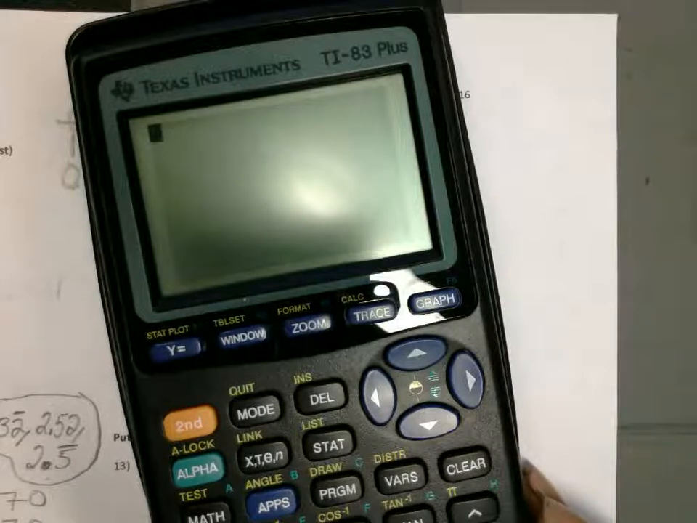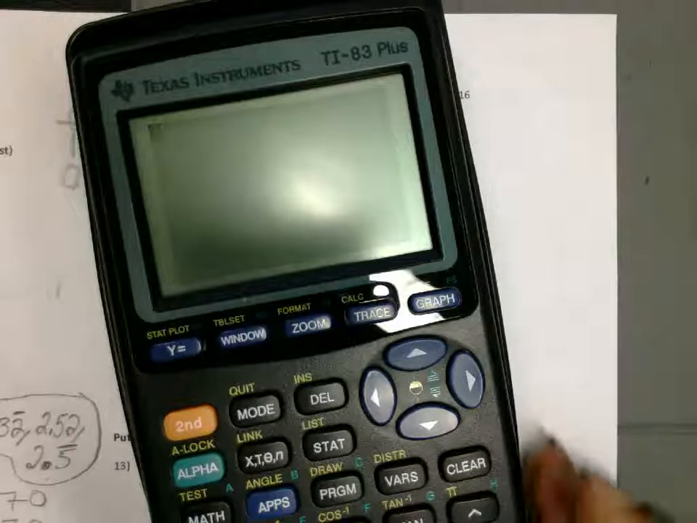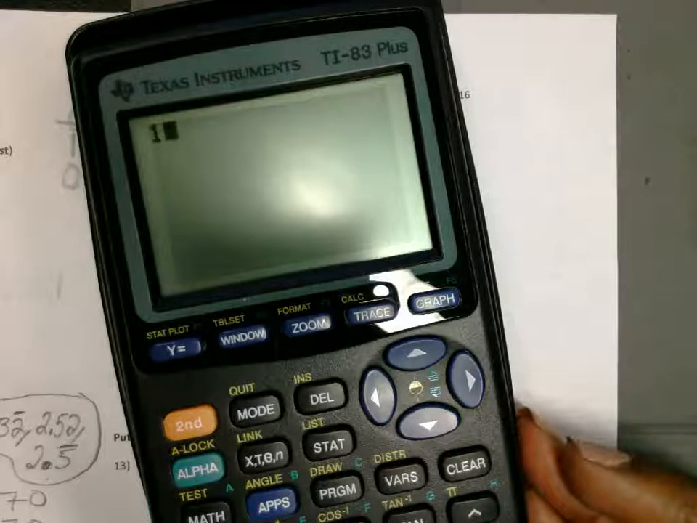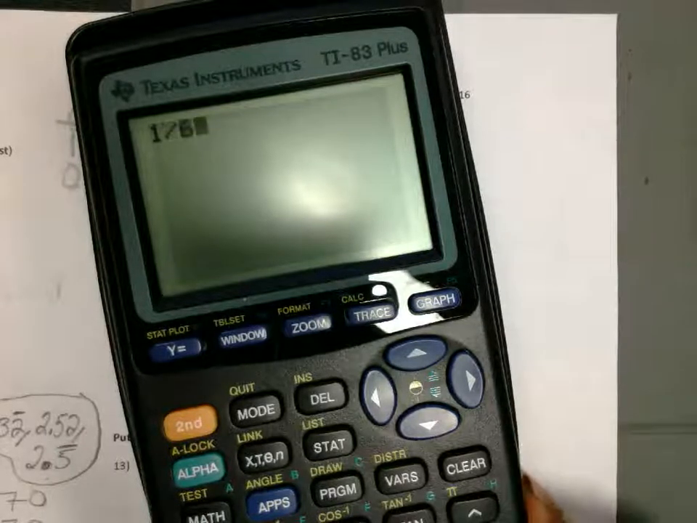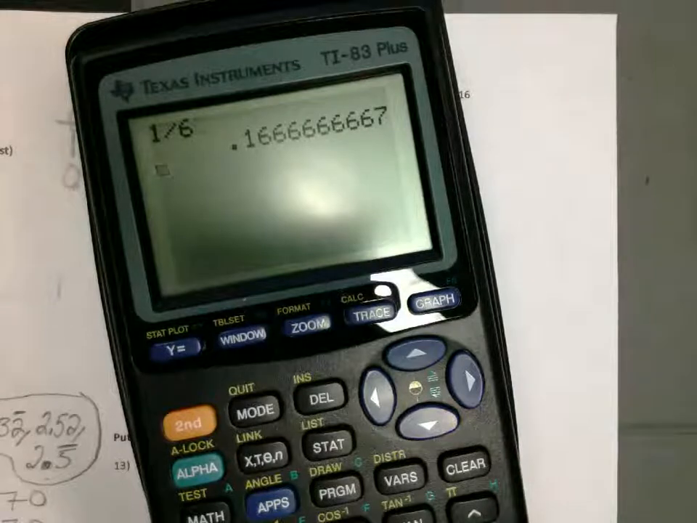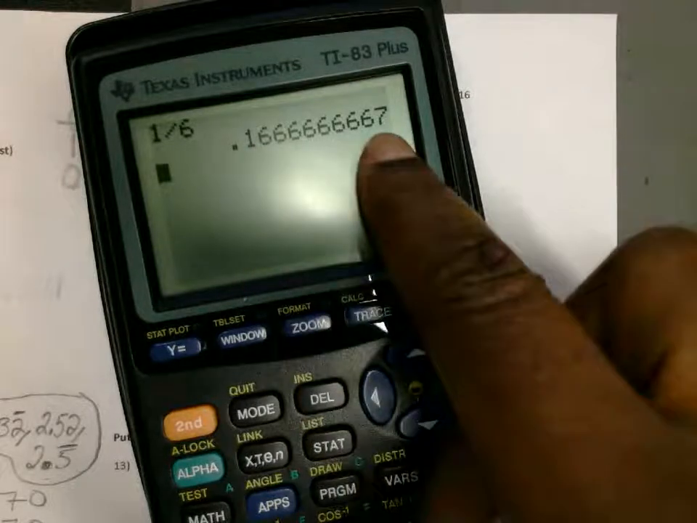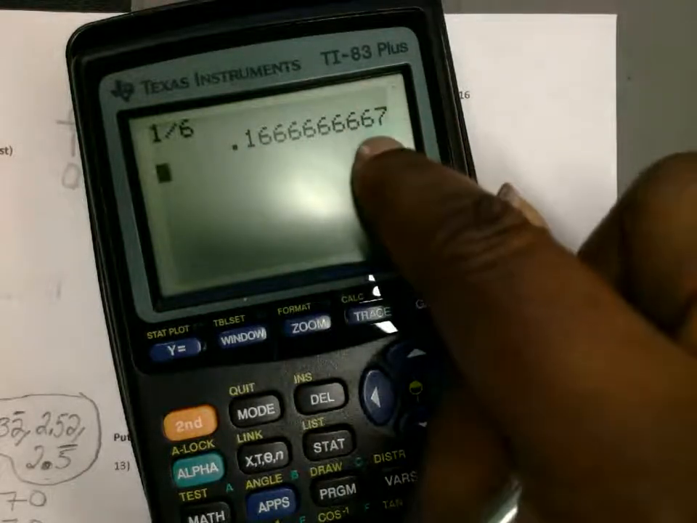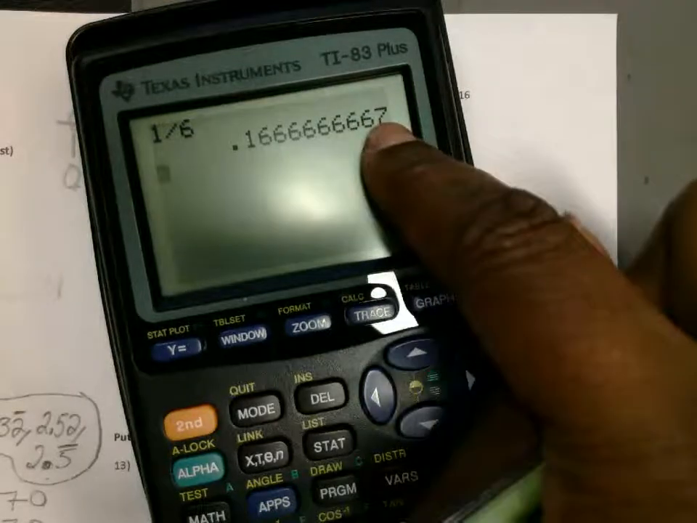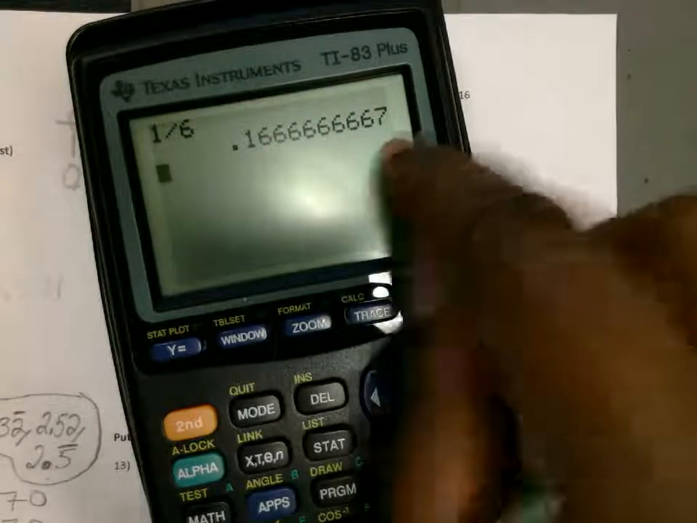What number do I type in? Do I type in first? 1, Jaden, good. 1, then what? Divided by 6. Press enter there, okay? So we have the 6 is repeating. The calculator automatically rounds that last number on the end, but this 6 is repeating, okay?